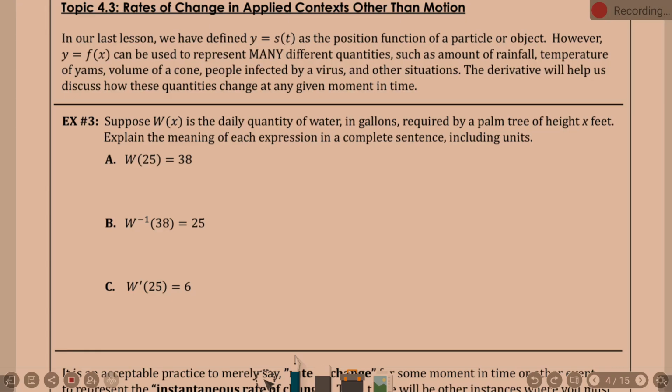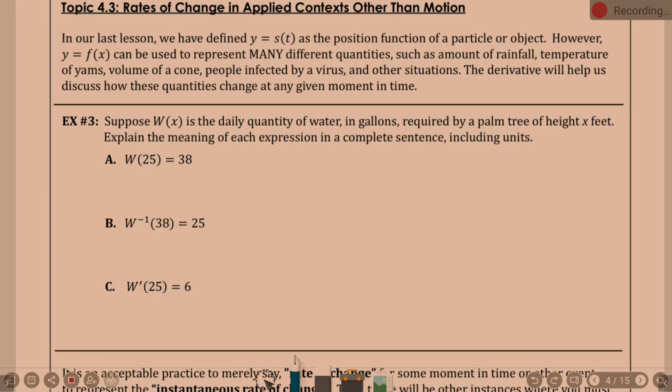So on this page, we're going to put the equation into words. In example 3, the scenario is, suppose W of x is a daily quantity of water in gallons required by a palm tree of height x feet. Explain the meaning of each expression in a complete sentence, including units. So W of x is the daily quantity of water in gallons required by a palm tree that is x feet tall. What does W of 25 equals 38 mean?